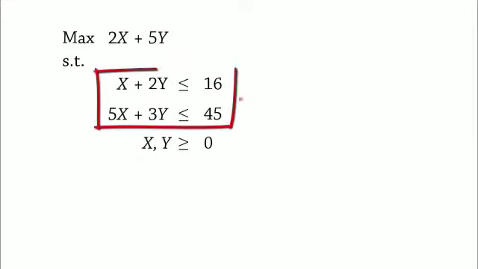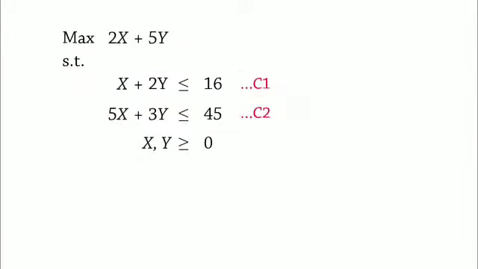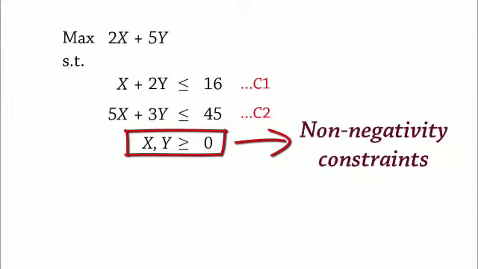The next two lines are called constraints. They are restrictions that shape how you attain the objective. Let's call them C1 and C2 for reference purposes. Since we're dealing with real-life objects, we do not expect them to have negative values. So the last line here tells us that both x and y have to be greater than or equal to 0. We call them the non-negativity constraints.